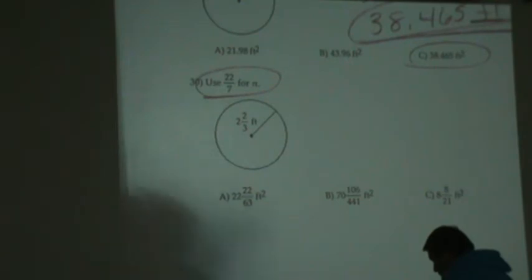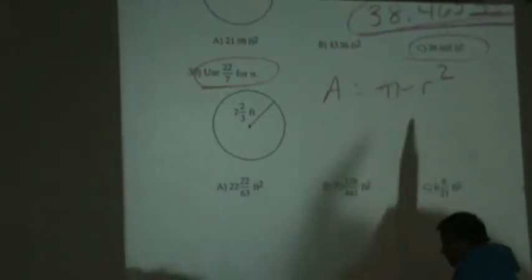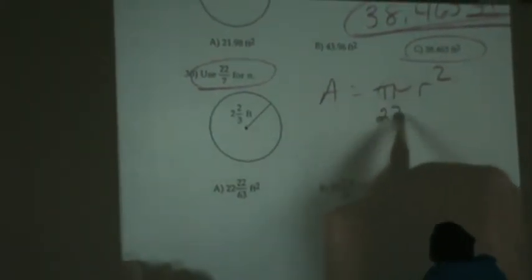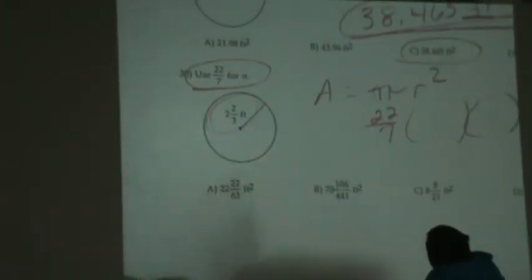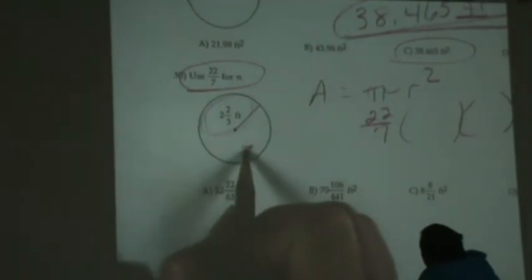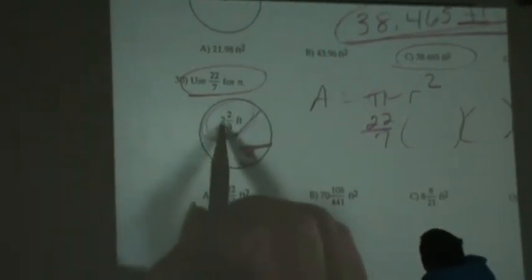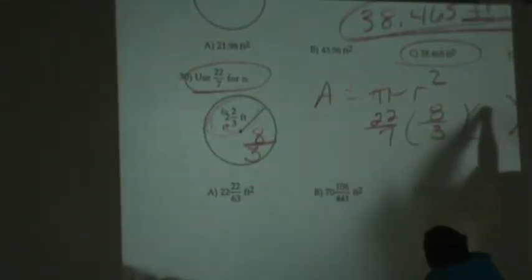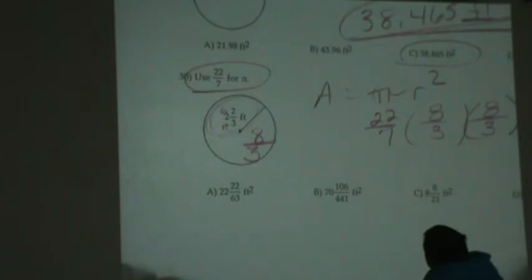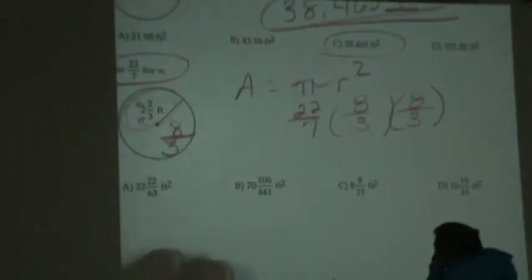Okay, this one said to use a fraction. Still doing area, so we're doing pi r squared. But instead of 3.14, we're doing 22/7. What's the radius? This is the radius, right? Change it to improper. 3 times 2 is 6, plus 2 is 8. So you have to multiply 8/3 times 8/3. Is there any canceling? No.